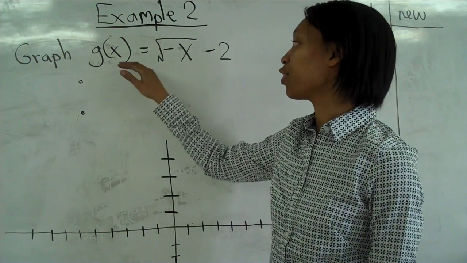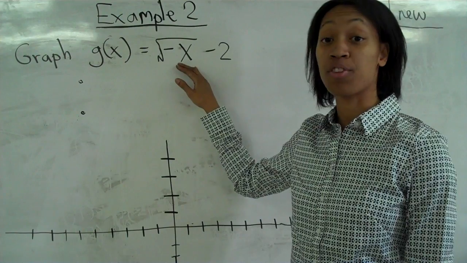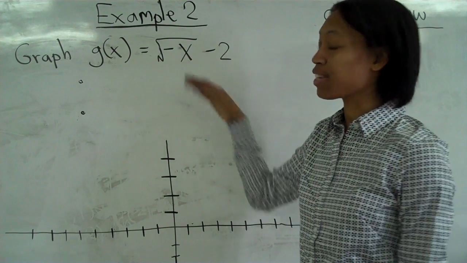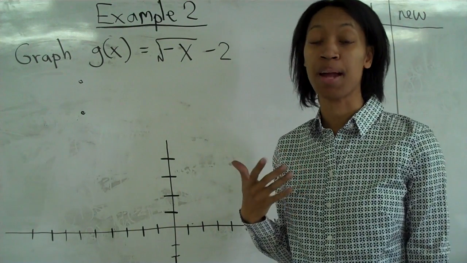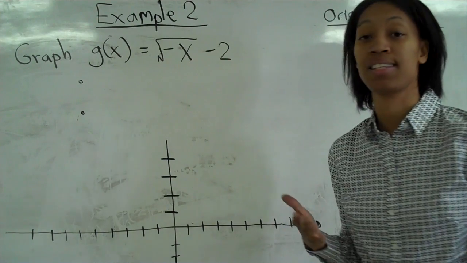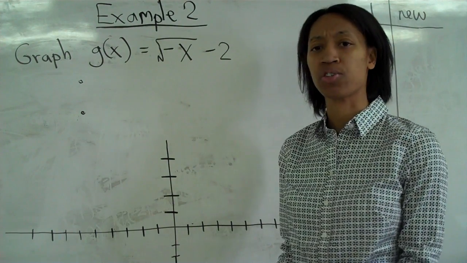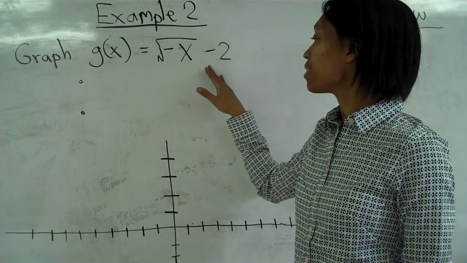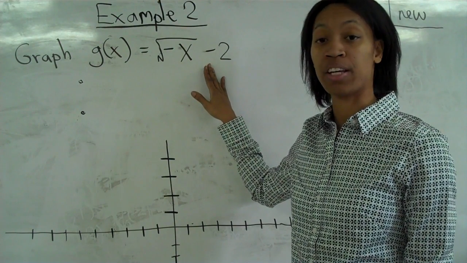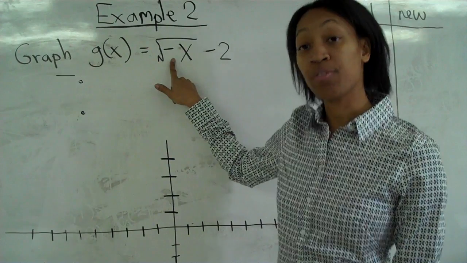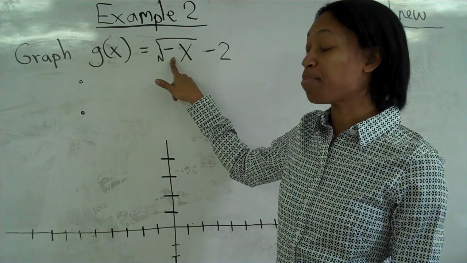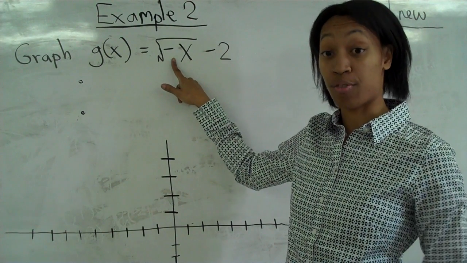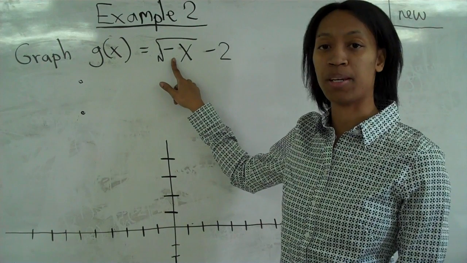Now let's see if we can graph this function g of x. Okay, so I'm looking at this function and comparing it to my original to see how it's changed. I see 2 things that are different. One, there's a negative in front of this x on the inside. And second, I have a minus 2 on the very end. Well, the negative on the inside, that's where my b value would go. So it looks like I have a negative b.